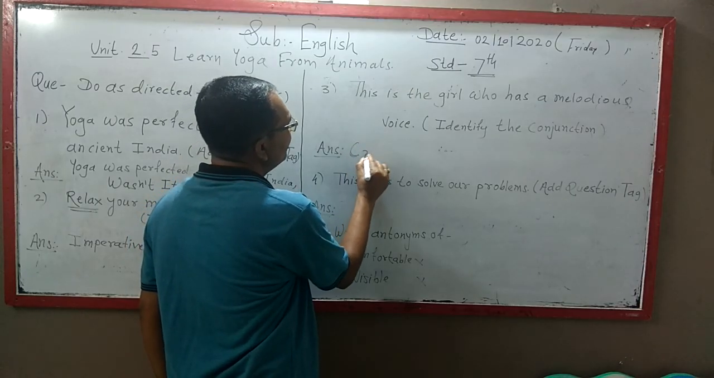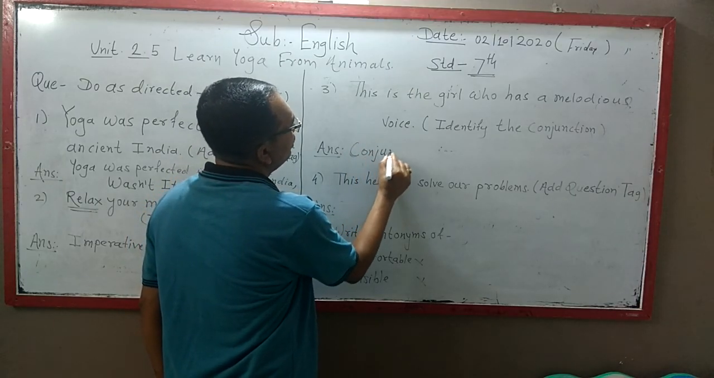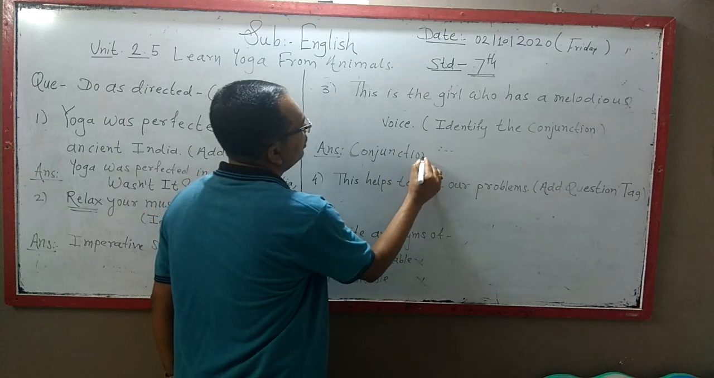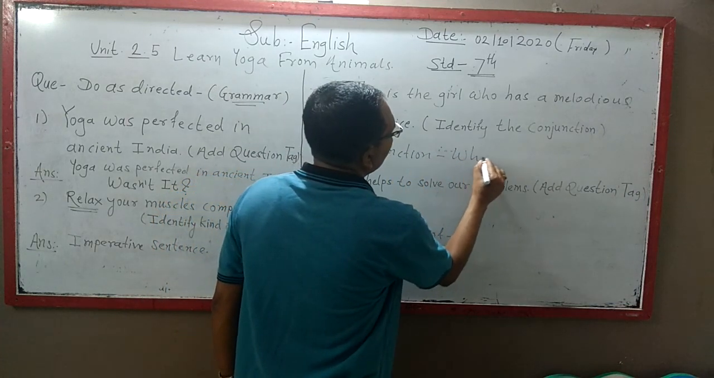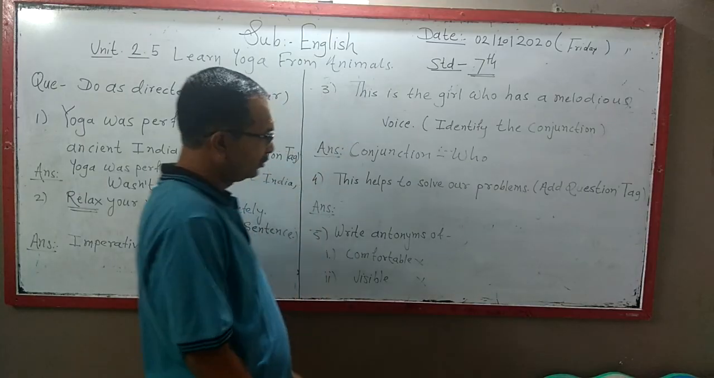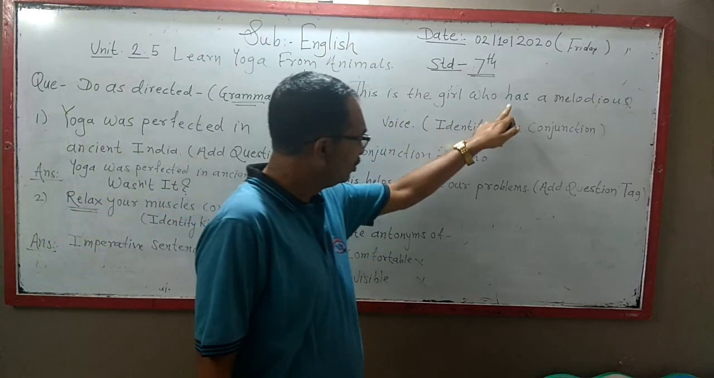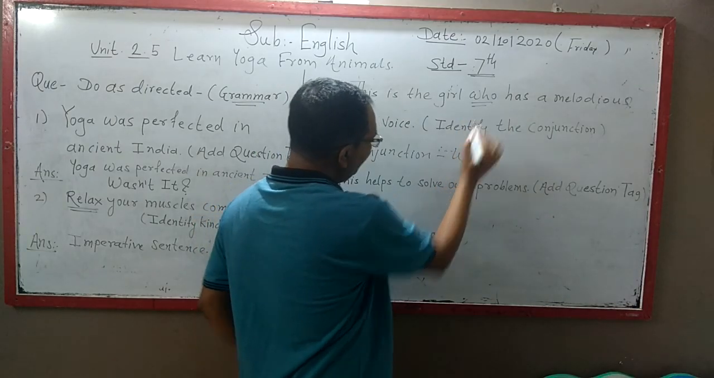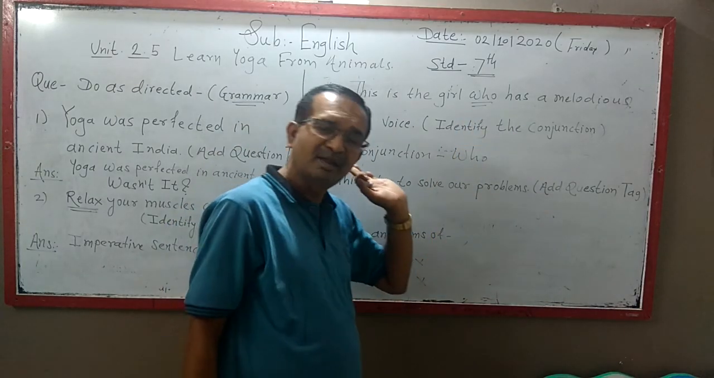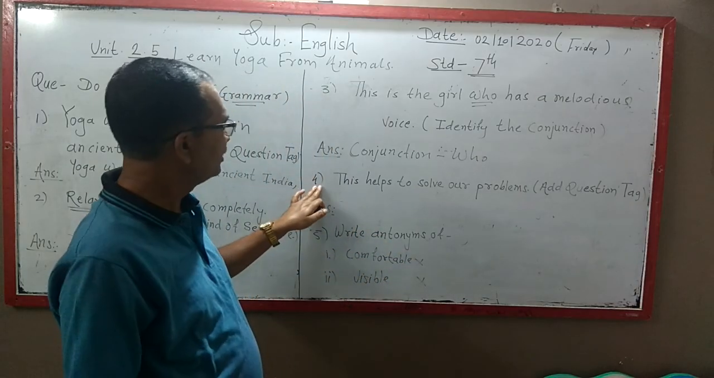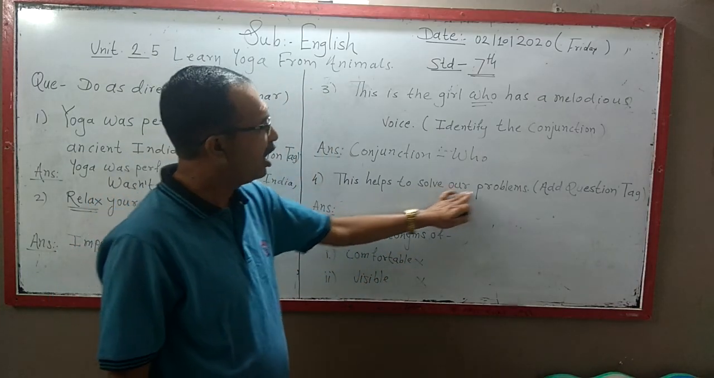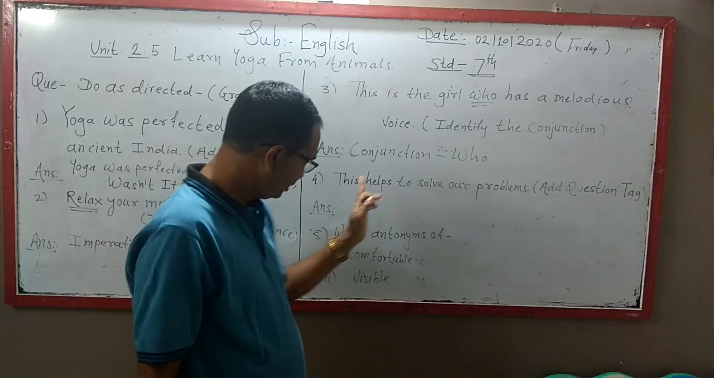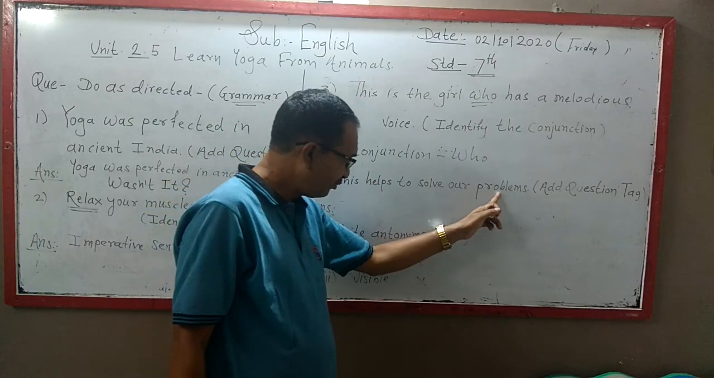The conjunction in the sentence is who. It is a relative pronoun. Who. This is the girl who has a melodious voice. So who is a conjunction in the sentence. Understood? Next sentence. This helps to solve our problems.